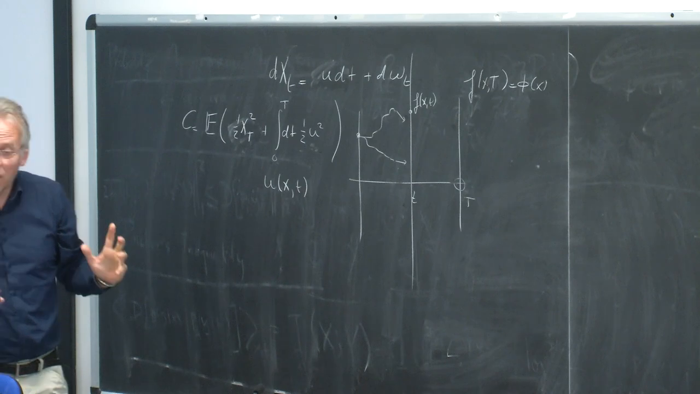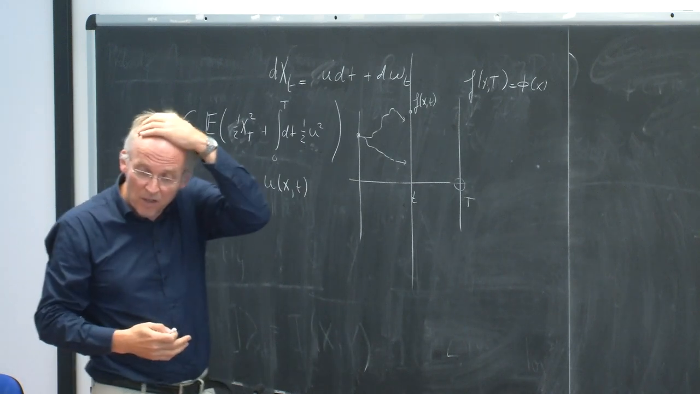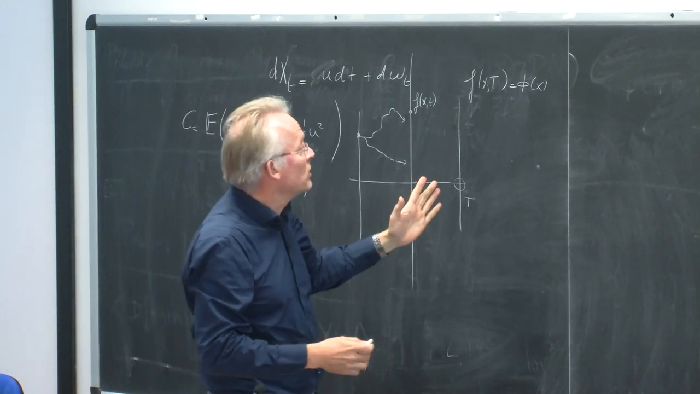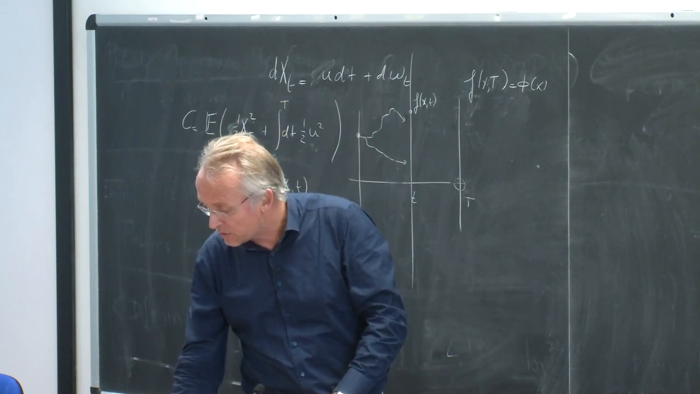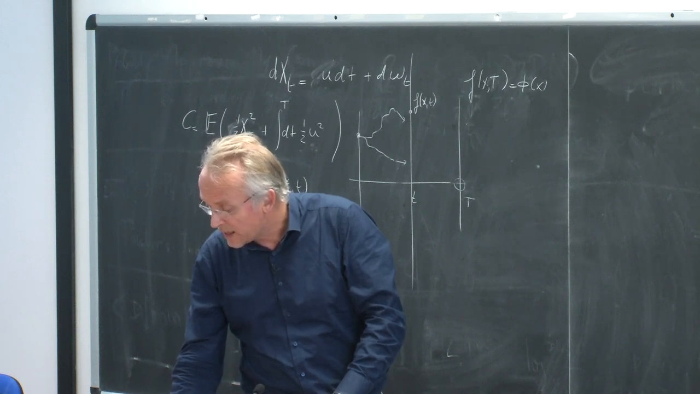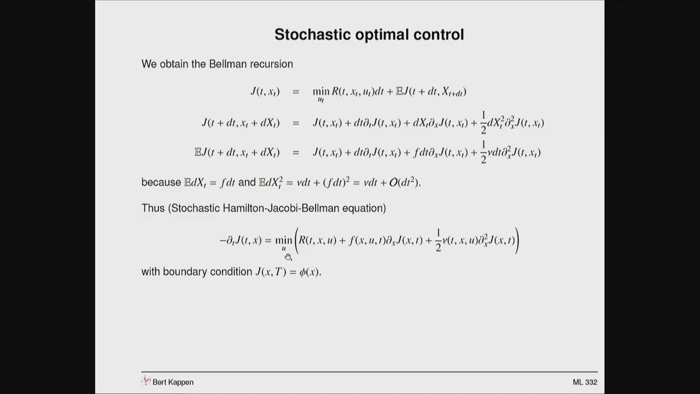Right? So that's the objective. And then when we have that solution, then the u at each time is given by the minimization of this right-hand side. So here you see a function which depends on x and t, and if we minimize it, if we find a minimizer of this right-hand side at that point, then we find the optimal control at that particular point.